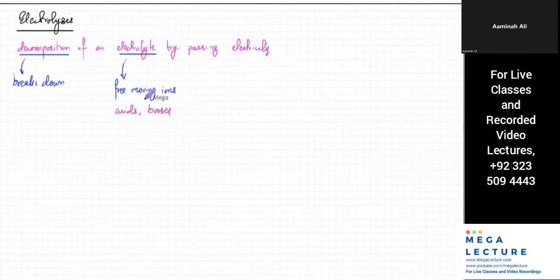And when do they have free moving ions? Whether they are in aqueous state or molten state. Okay, is that clear? For the molten state, yes. In the solid state, like NaCl, it won't have free moving ions. They won't be moving around.